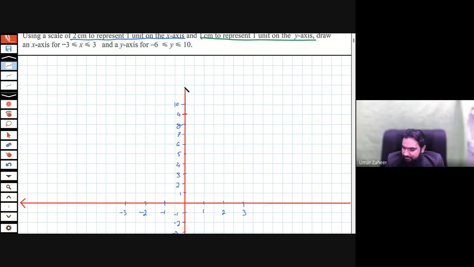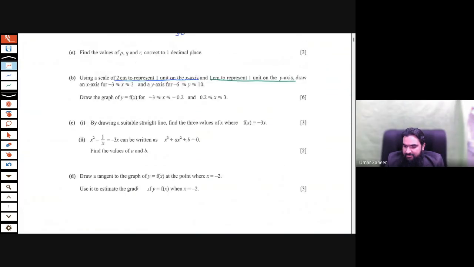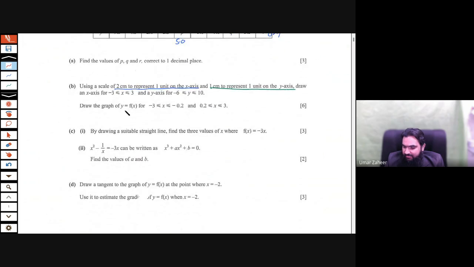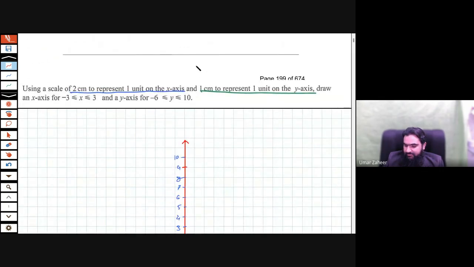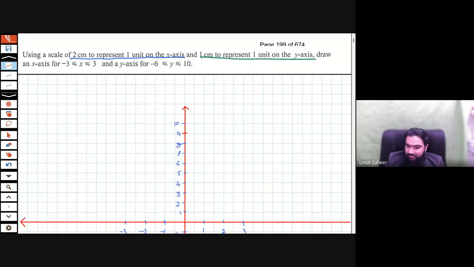All right, so now read the next information that is given here. He says that you have to draw the graph from minus 3 to minus 0.2 and 0.2 to 3, meaning the values given above. So we have to take the table and draw the graph. Basically, we are just going to be plotting the values.